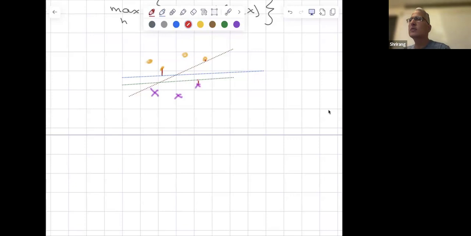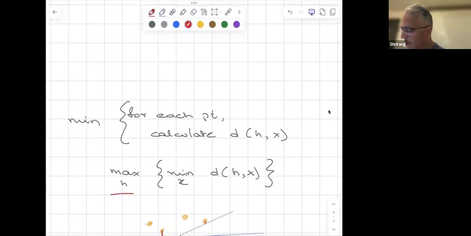So if I take one hyperplane, I calculate the distance of every point to that hyperplane. The minimum distance that I get is, I'm going to define this term, called the margin. Okay. And then across all the hyperplanes that I can have, I want the hyperplane that is going to give me the maximum margin. Got it? Therefore, I want to maximize the minimum distance.